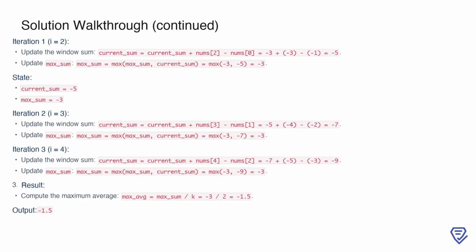Finally, for the subarray ending at index 4, we add -5 and remove -3, giving current_sum equals -7 plus -5, minus -3, equals -9. The max_sum remains -3 as it is still the largest sum. Dividing this max_sum by k, we find the maximum average to be -3/2 equals -1.5. The result for this example is a maximum average of -1.5.